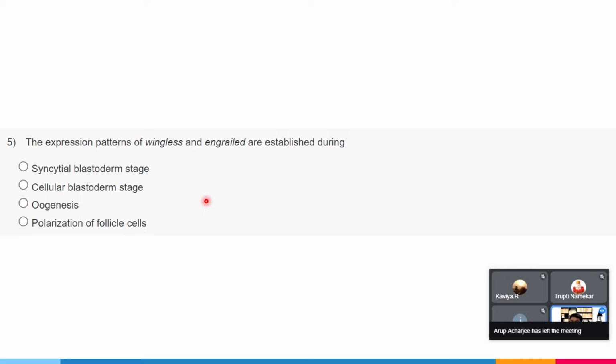Next, we have another question. The expression patterns of wingless and engrailed, which are both, let me give you a hint, pair-rule genes, are segment polarity genes, are established during which stage? Syncytial blastoderm stage, cellular blastoderm stage, oogenesis stage, or polarization of follicle cells? So, wingless and engrailed, which are segment polarity genes, will be expressed at which stage? Obviously, it is number 2. And does anyone else want to try and answer this?